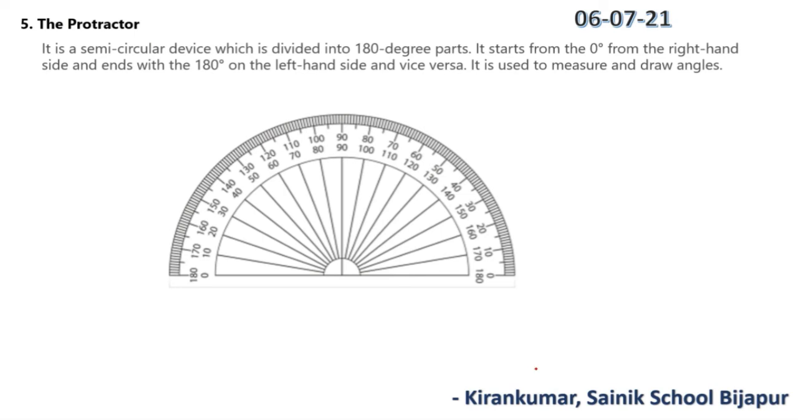Having learned these types of instruments and how to use them, we shall learn how to draw a circle, how to draw a perpendicular bisector of a line, how to draw different angles, and how to draw a quadrilateral.